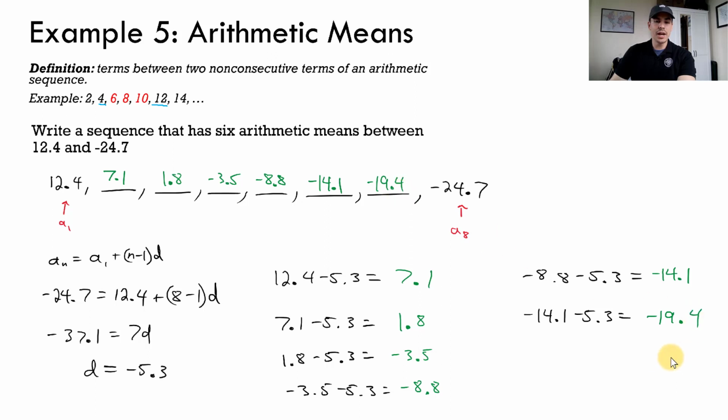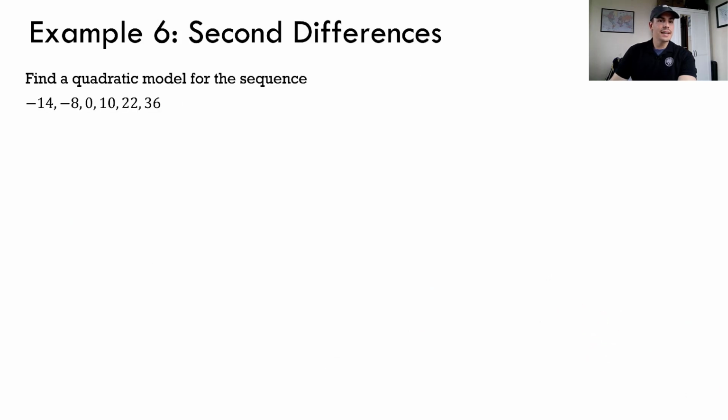Now, one easy way to check if you made any errors is just to subtract 5.3 again, and you should end up at this a sub 8 term. So if I were to subtract 5.3 from here and it didn't equal negative 24.7, I would know I did something wrong. All right, last example, looking at second differences.